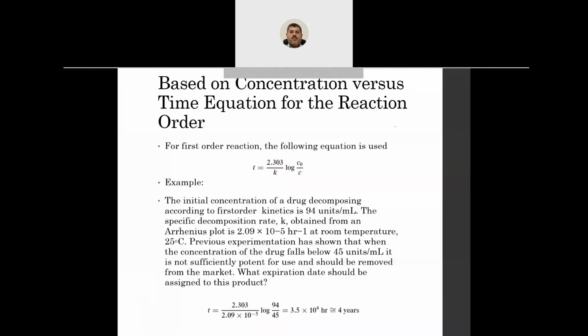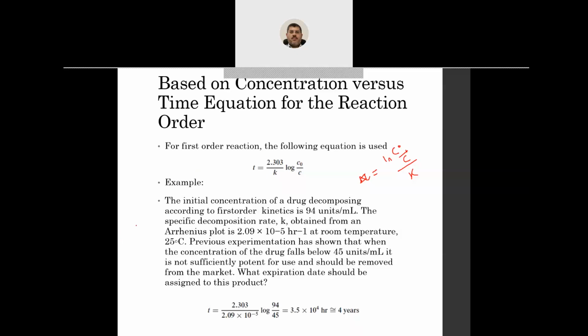The equation was delta T equal to ln C0 divided by C, all divided by K. And K is the reaction rate constant. So if you know the reaction rate constant, you did it by plotting, by extrapolation, for example, then C0 is 100% and C is 90%, right?